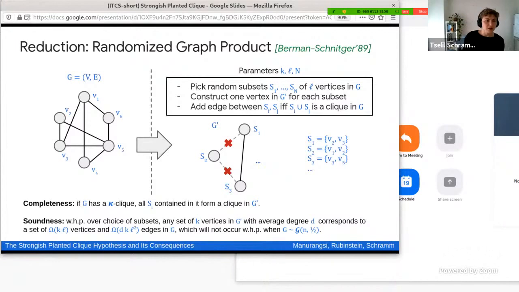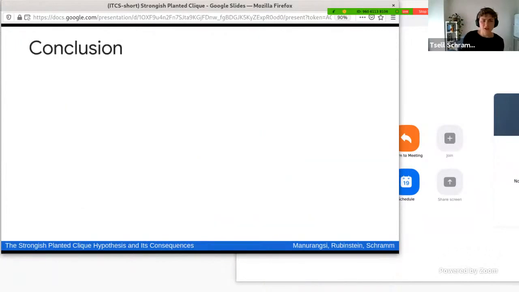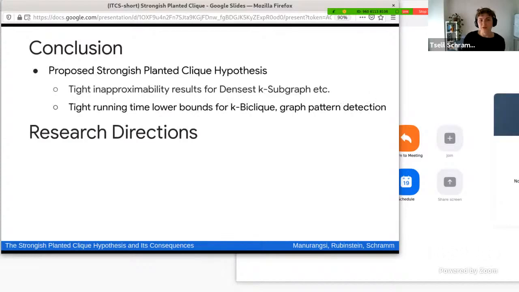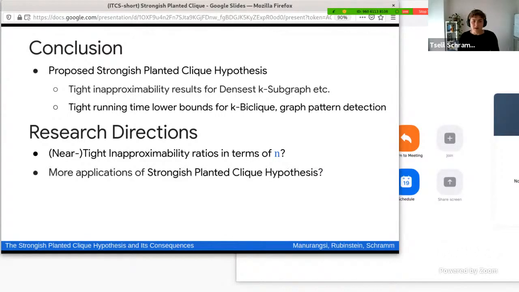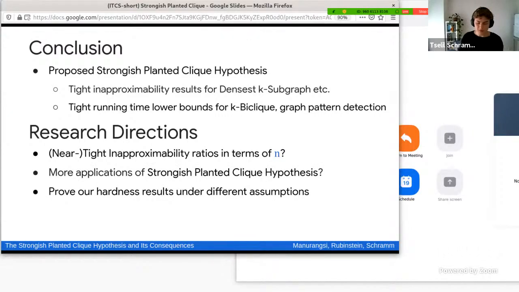So, quickly concluding, we propose this Strongish planted clique hypothesis, and we're able to get tight inapproximability results and tight running time lower bounds for several problems. Future research directions: it would be really nice to get inapproximability results where k depends on n, which we can't get with our techniques. Are there more applications of this Strongish planted clique hypothesis? Can we prove the same tight hardness results under different assumptions? Thanks.